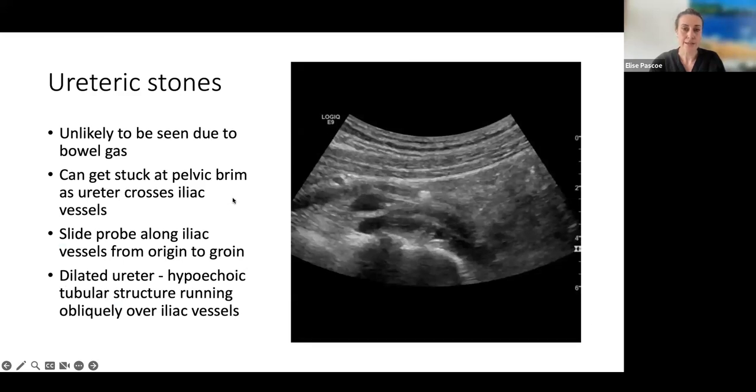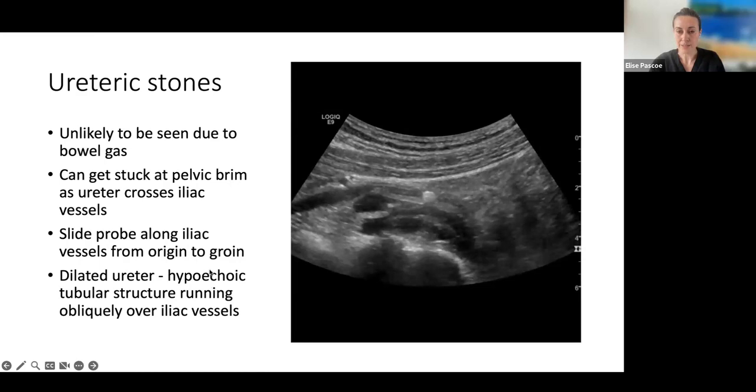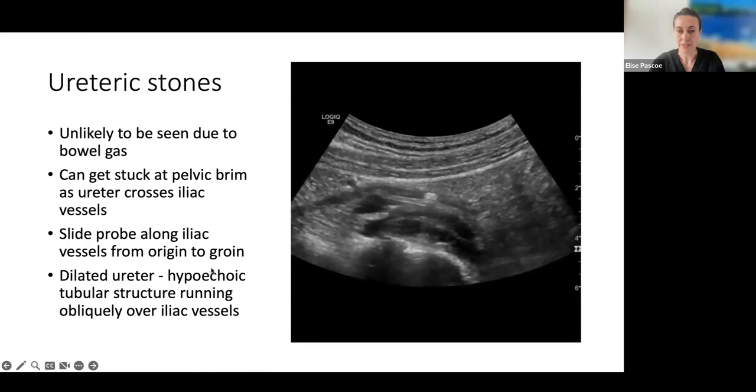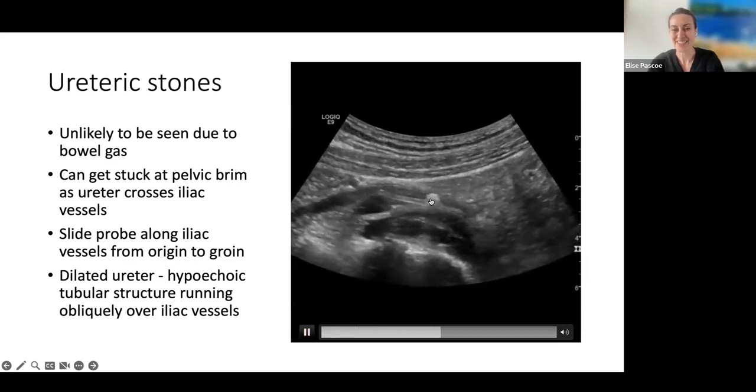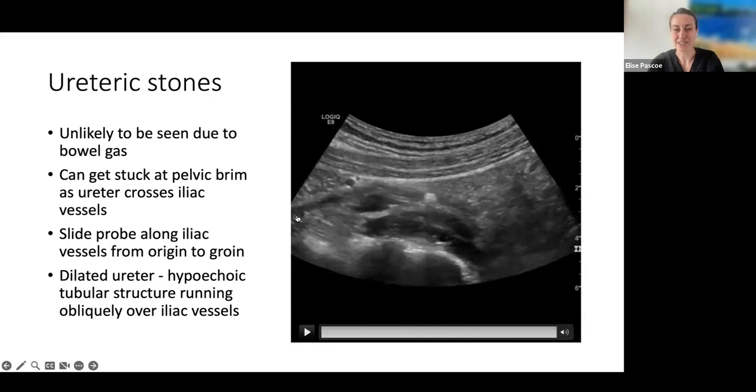Stones, as we know, can get stuck at the pelvic rim as the ureter crosses the iliac vessels. And one way of looking for them is to identify the iliac vessels and slide the probe along the iliac vessels from origin to groin, looking for a hypoechoic tubular structure, being the dilated ureter running obliquely over those vessels. And this is an image pulled off the internet nicely. I only wish I could create an image like this one day. But as you can see, you've got the kidney stone here. You've got this dilated ureter running across the iliac vessels here.